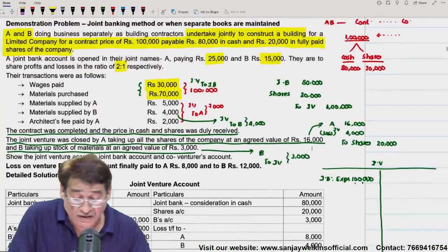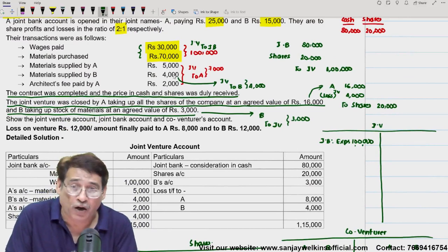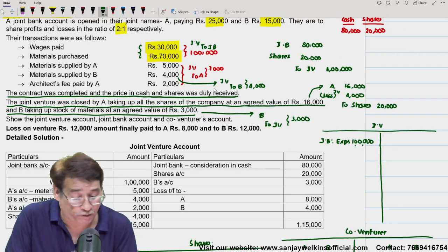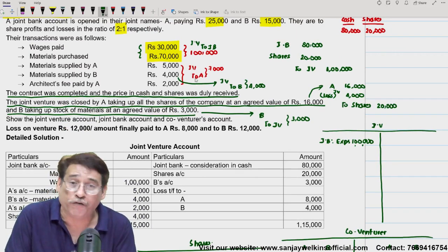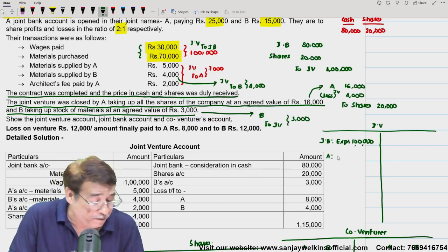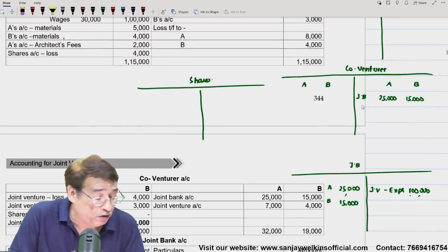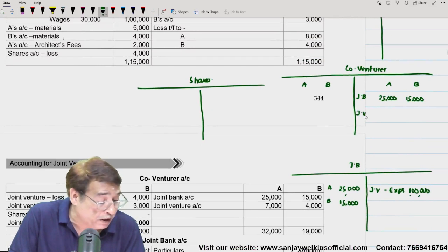Then our next entry was material supplied by A and architect fee paid by A. So total expenses incurred by A on behalf of the joint venture is 7,000. Entry will be joint venture to A account. On the debit side of joint venture, I will write A. So A has supplied material and he has paid architect fee. You can mention it also, and in the outer column I will write 7,000. And in the column of A, I am going to write by A 7,000.